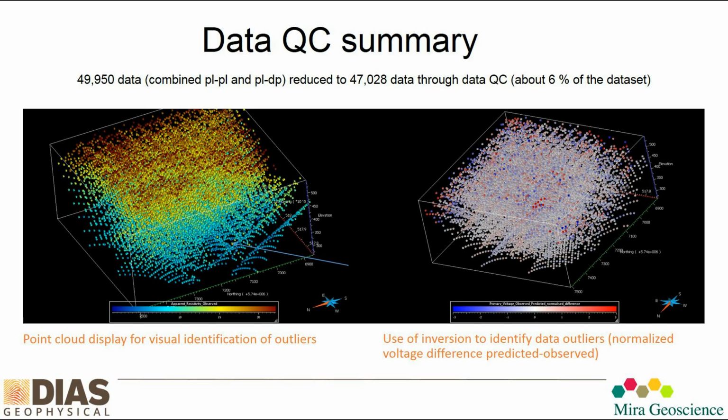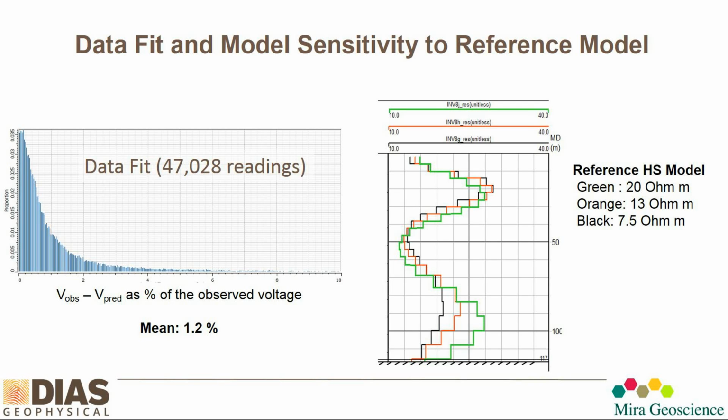So on the left we can see a point cloud, and you can see some potential data outliers that just don't make sense. And likewise, this is the inversion. It's a normalized voltage difference of the predicted and the observed results. Data fit and the model sensitivity.